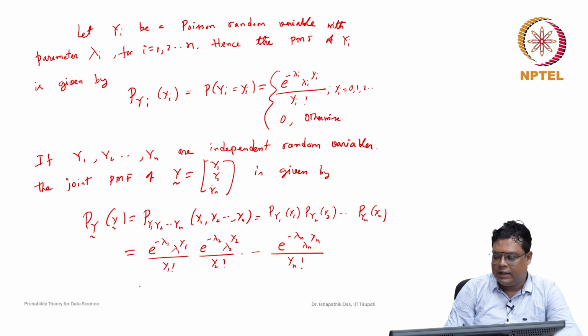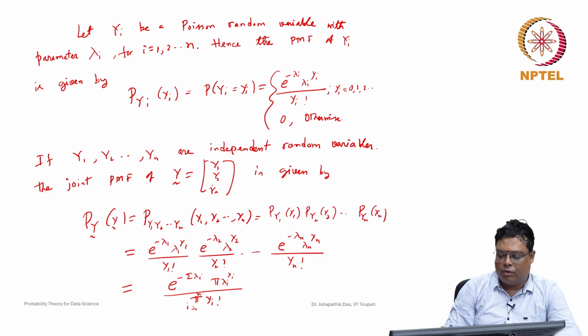So the joint probability mass function holds whenever each yi is a non-negative integer. Let us simplify it. This is equal to e to the power of minus summation of lambda i, then the product of lambda i to the power of yi, divided by the product over i equal to 1 to n of yi factorial, if yi is equal to 0, 1, 2, like this, for i equal to 1 to n. Otherwise this is 0.